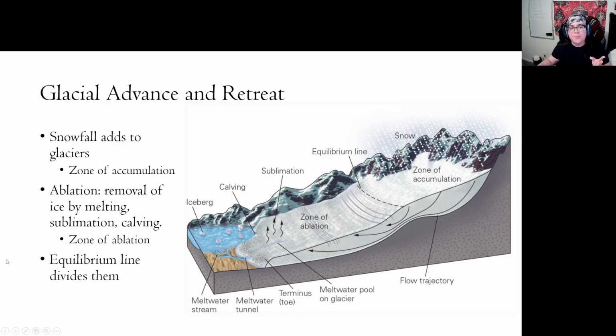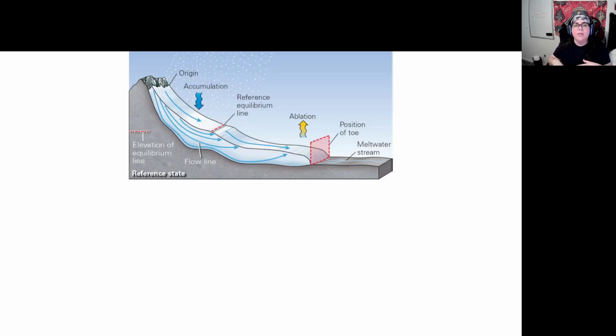Because of this, we can have a zone of accumulation, which is over here, and then we have our zone of ablation. We have these equilibrium lines that divide these zones. Ablation and accumulation are both happening on both sides of this equilibrium line. However, in the zone of accumulation, there's more accumulation than ablation. In the zone of ablation, there's more ablation than accumulation.